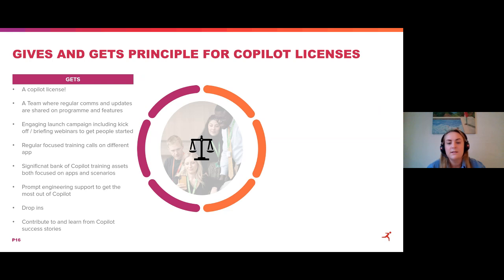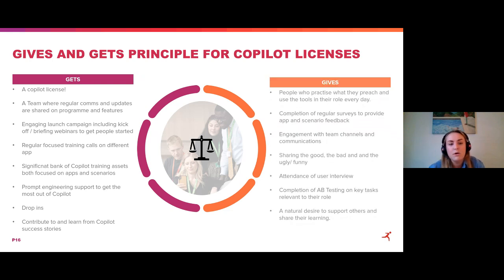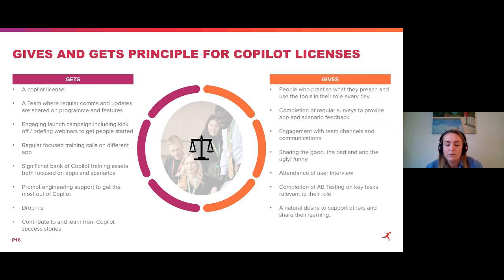How do we scale this? And we need to be measuring and understanding the impact to do so. And therefore, we need to ask more of our initial audience than we would on one of those other changes. So people need to give. As a Copilot initial cohort user, there need to be some gives.